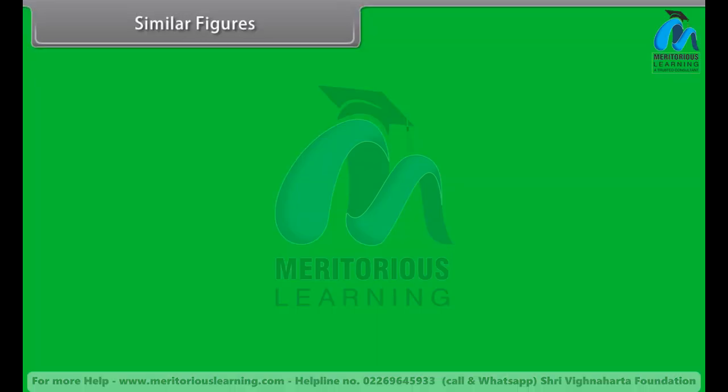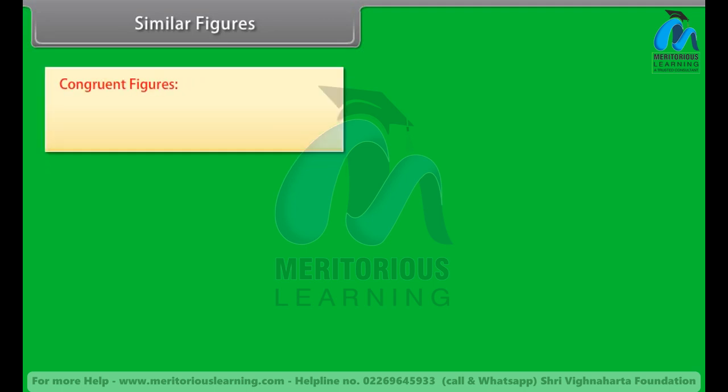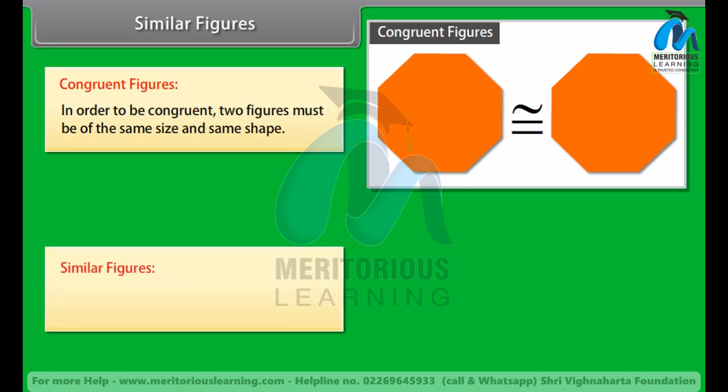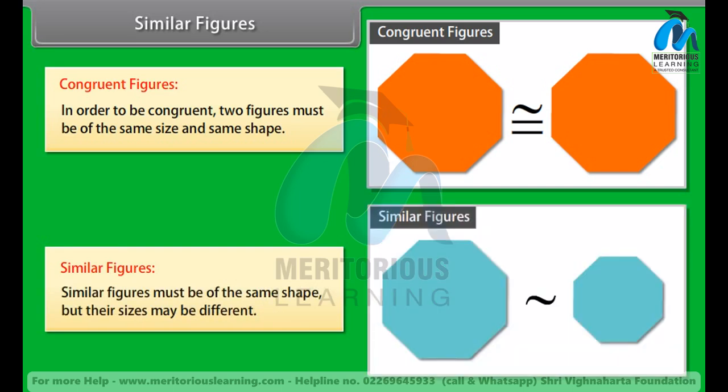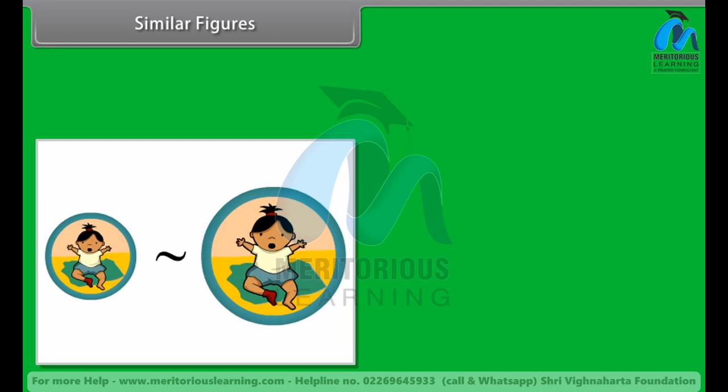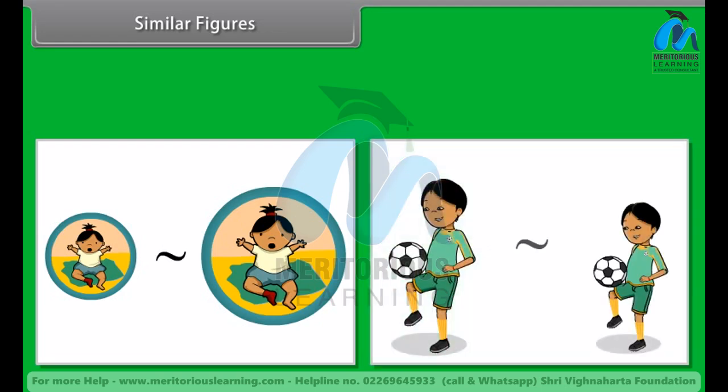Similar figures. Congruent figures: in order to be congruent, two figures must be of the same size and same shape. Similar figures must be of the same shape, but their sizes may be different. This is the symbol that means similar. When you have a photograph enlarged, you make a similar photograph. A photograph can also be shrunk to produce a slide.